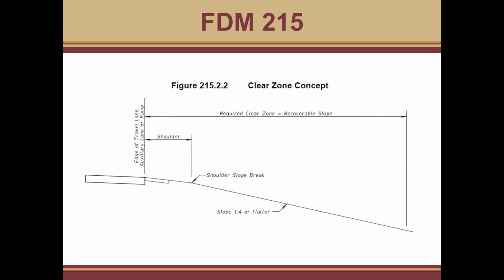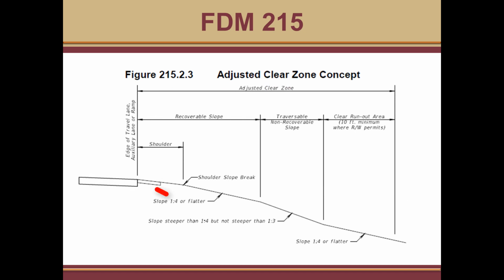To further the point that slope classifications for clear zone are not minimum criteria, Figure 215.2.2, the clear zone concept figure, and Figure 215.2.3, the adjusted clear zone concept, were modified to remove the slope ratio callouts along the various portions of the clear zone width.